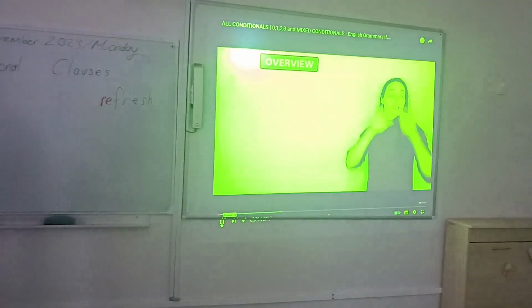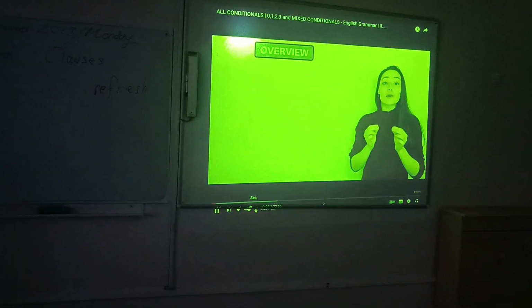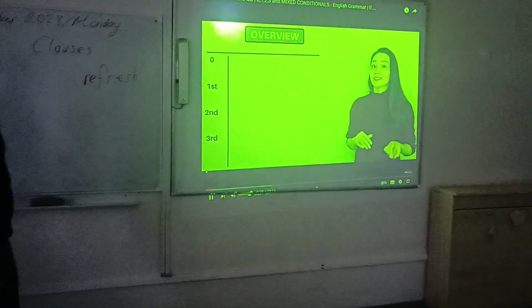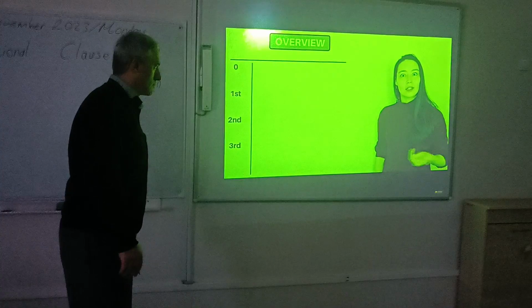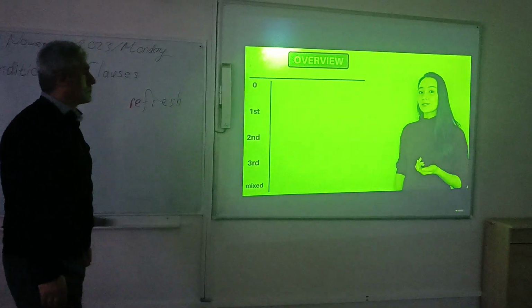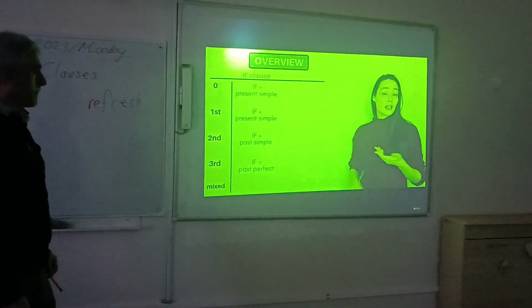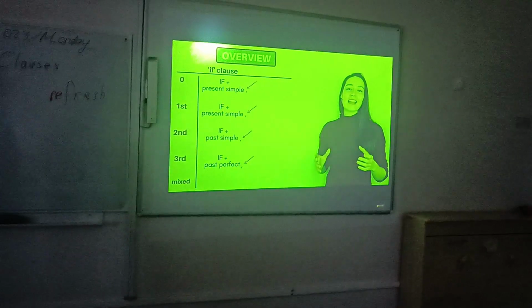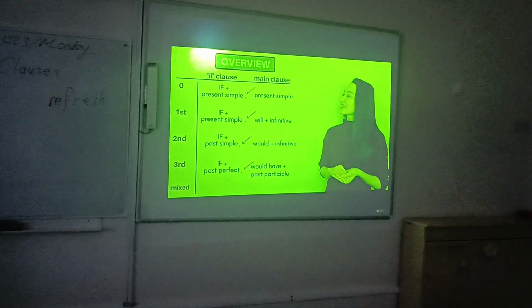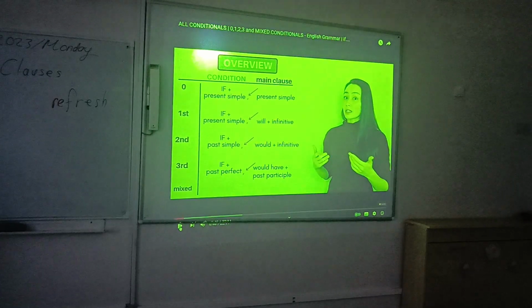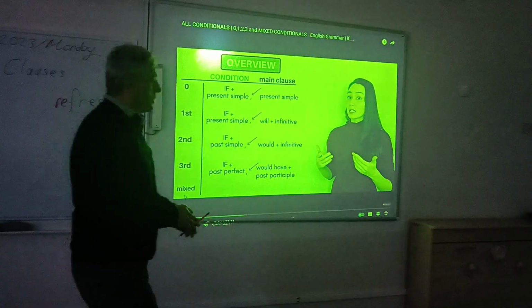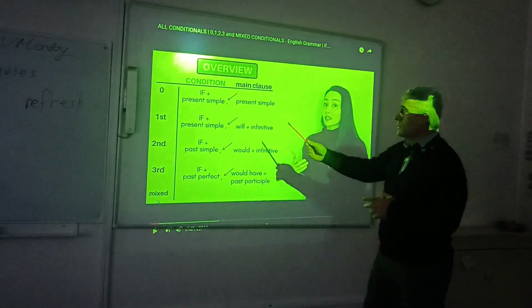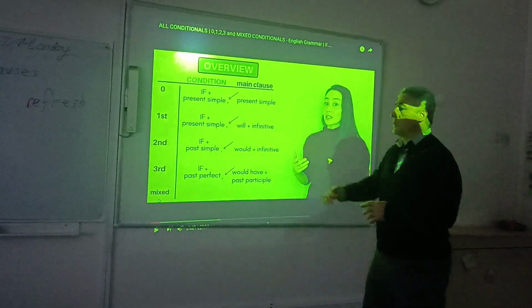I'm going to begin with a general overview of the conditionals, and I will get more specific as the lesson continues. In English, we have 4 conditionals: 0, 1, 2, and 3, plus mixed conditionals. Each conditional has an if clause, comma, and a main clause. As you remember, first we said that conditional sentences consist of 2 types: conditional clauses and main clauses.